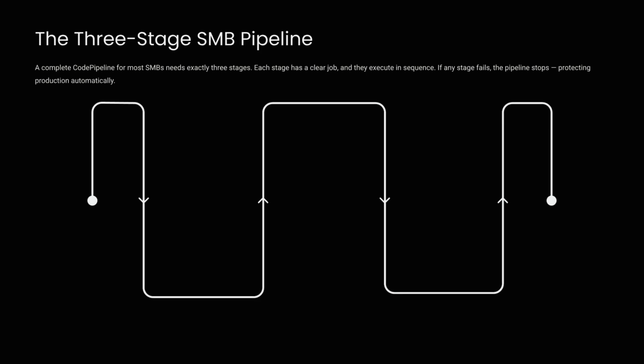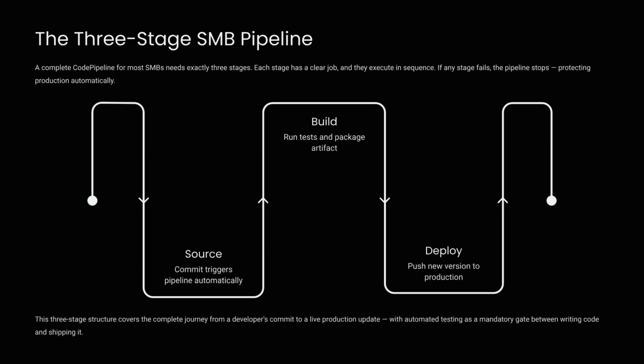Most SMB pipelines require 3 stages, executed in sequence. The pipeline stops automatically if any stage fails. The source stage is triggered by a commit. The build stage runs tests and packages the artifact. The deploy stage pushes the new version to production. This structure ensures automated testing is a mandatory gate before shipping code.